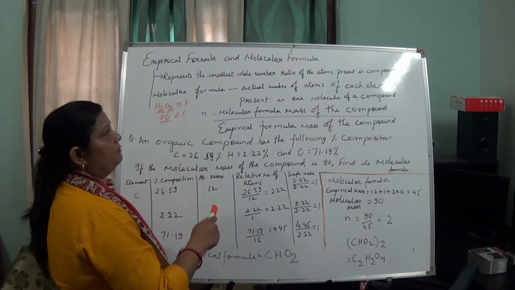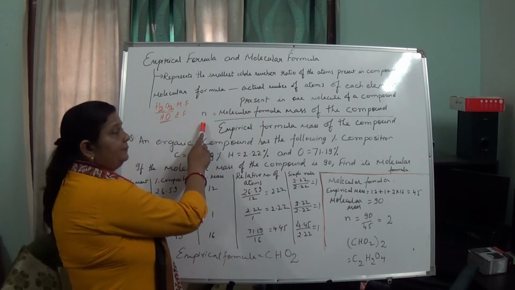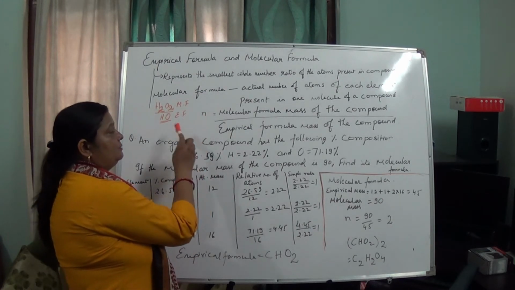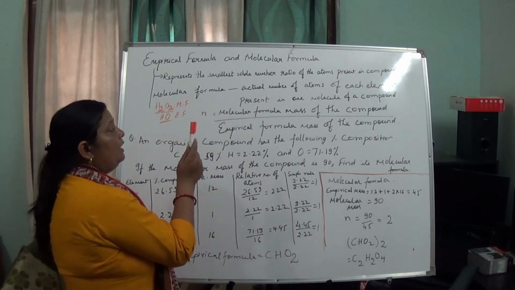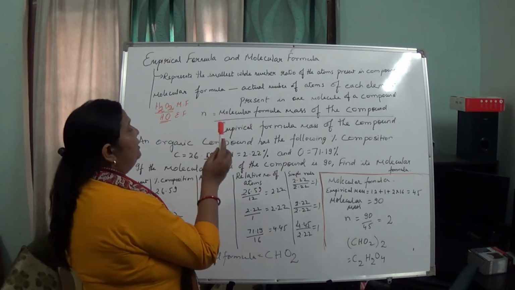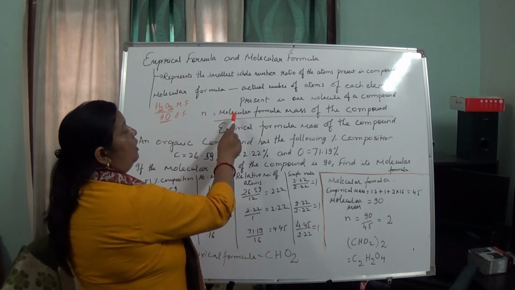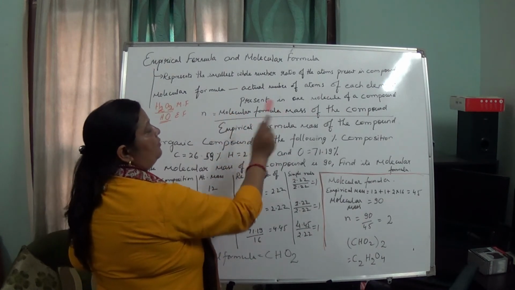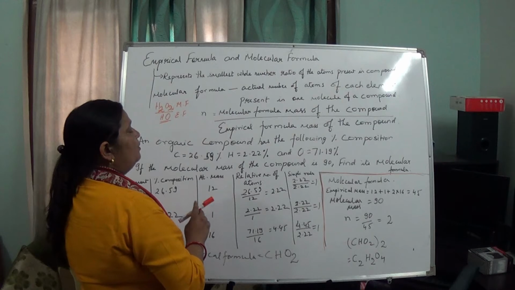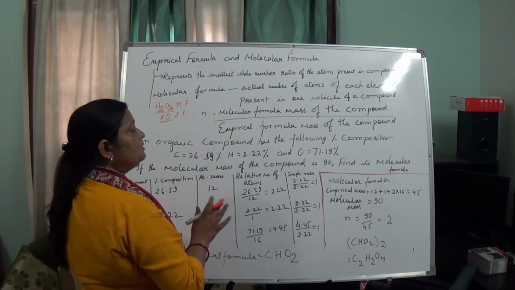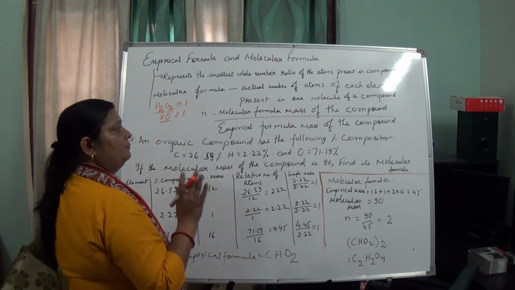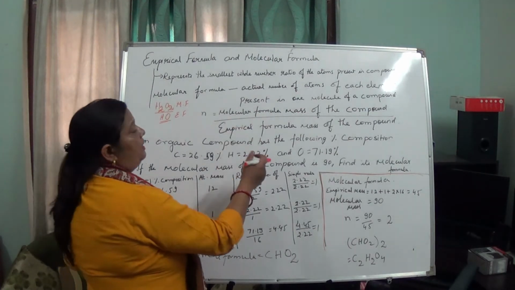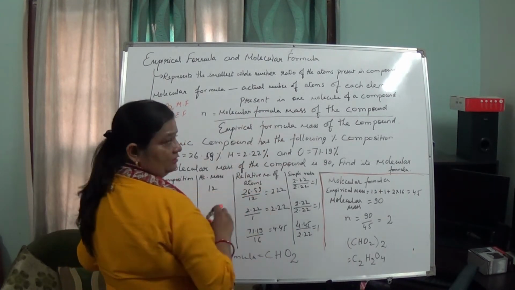We have to calculate a number to the nearest whole number. In this, what we are going to do? The formula says: molecular formula mass of the compound. The compound will be given to you and you will know its mass, divided by the empirical formula mass of the compound.